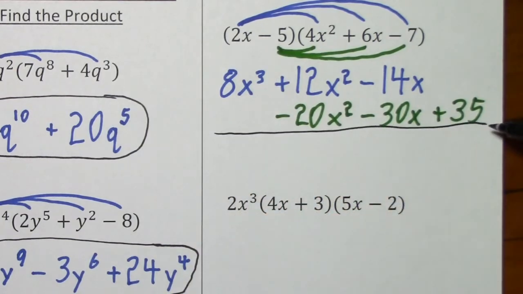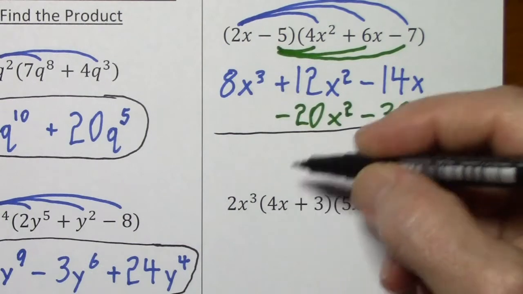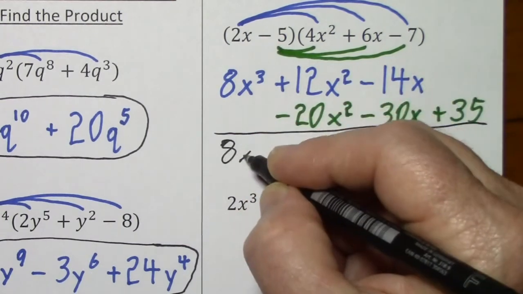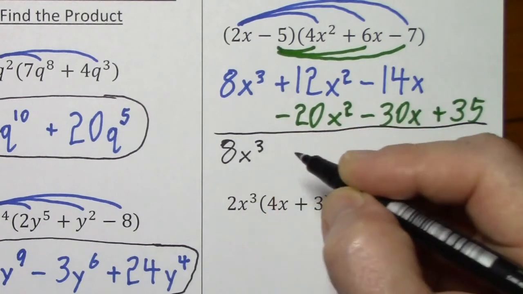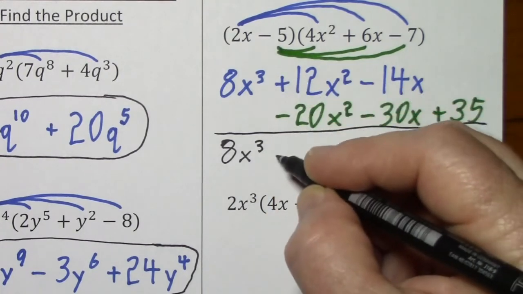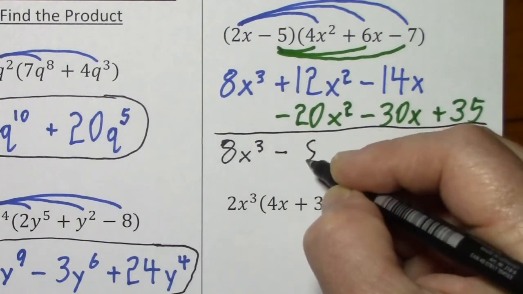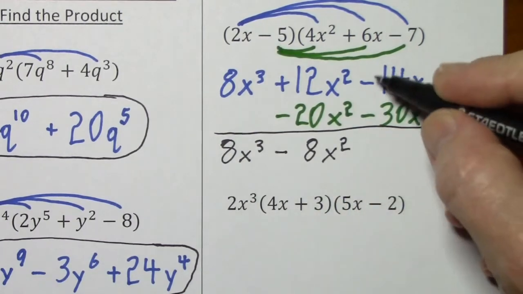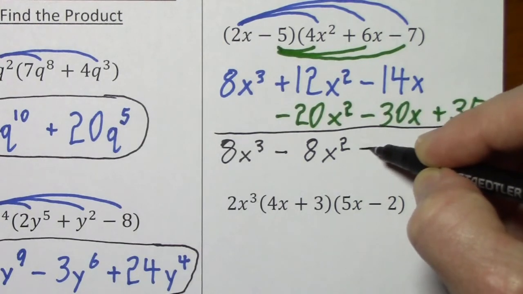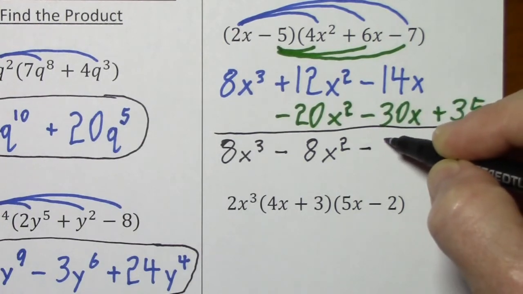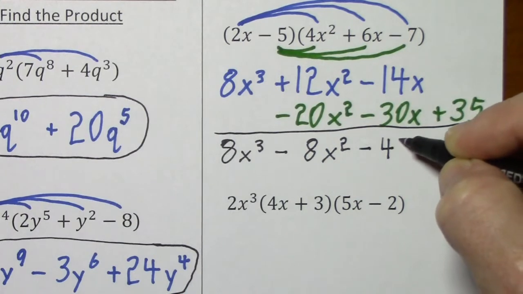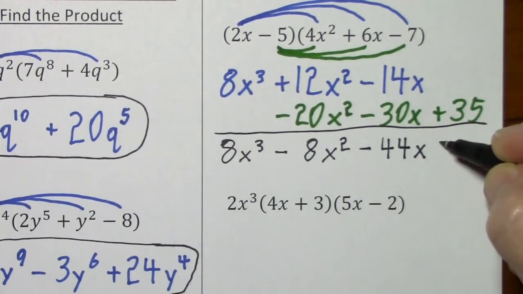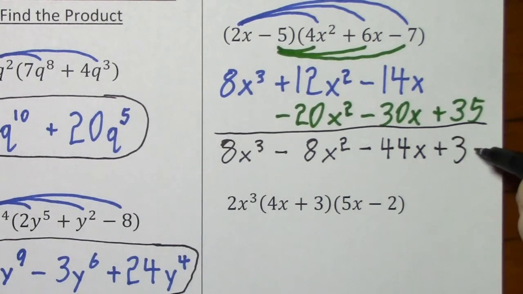So I simply draw a line and bring down terms or combine like terms. This would give us, here the signs are the same. And we just bring down our positive 35.